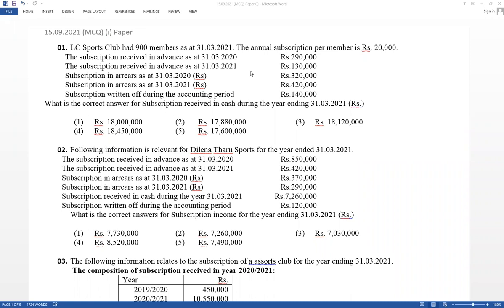Cash account debit, share issue account credit. What is the double entry for excess application rejected? Cash account credit, share issue account debit. Then what is the double entry for shares allotment? It means share issue.